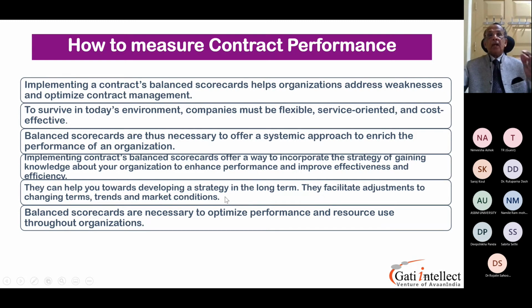See, if you have a proper contract, now one thing we have seen before is that the contract has to be flexible and the contract has to be adapted. The business is very dynamic, the market is changing. So there are times when the contract also needs to be changed according to the requirement of the business environment. At that time, we should be able to change according to the needs of the customer. Balanced scorecards are necessary to optimize performance and resources used throughout the organization.